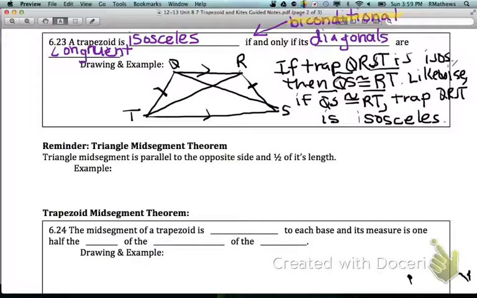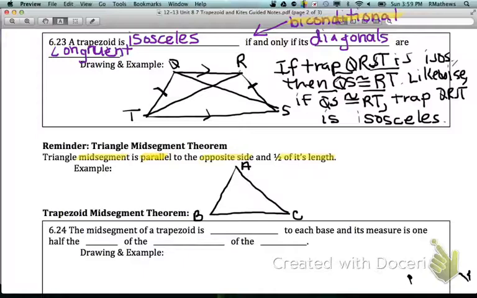Next, we have the triangle mid-segment theorem, and this is just a reminder. Actually, we've done this before. I talked about it earlier, but as a reminder before we get to the trapezoid mid-segment theorem. Remember, with the triangle mid-segment theorem, the mid-segment itself is parallel to the opposite side and half its length. So how this would look in an example is, let's say we have this triangle. And this is not necessarily an isosceles triangle. When we get to trapezoids, it's not about isosceles. This is just true for any triangle or any trapezoid.